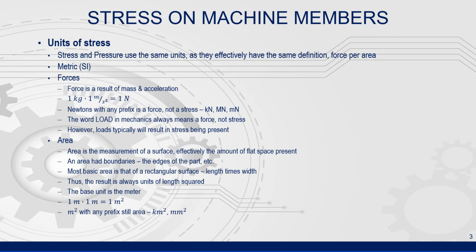When the term load is used in mechanics, it always means force. However, forces and loads result in stresses in the machine members. Area is a measurement of a surface, effectively the amount of flat space present. Areas have boundaries. The most basic area is that of a rectangle or square. The formula is the base times the height. In SI units, this results in meters times meters, so the base area is 1 meter squared.